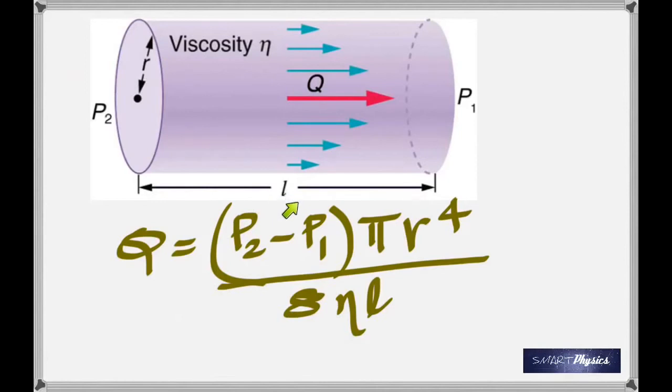Come on. Okay, so Q is the volume of liquid flowing out in 1 second. It depends on all these terms.